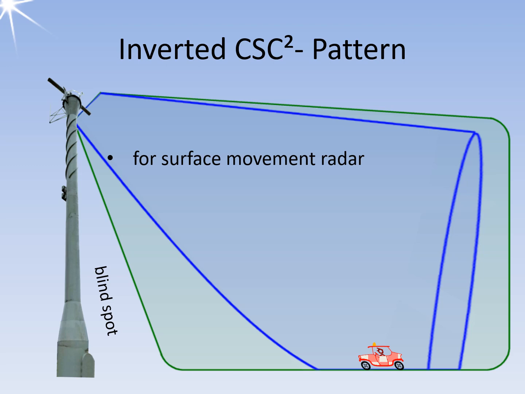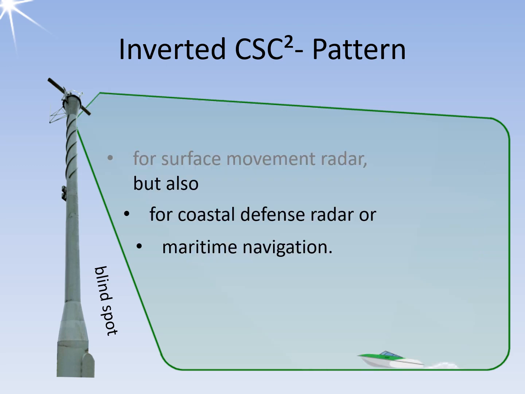The advantage of this is that now a vehicle moving towards or away from the antenna produces an echo of constant amplitude at the receiver input. An inverted cosecant squared characteristic is also useful for coastal defense radar and navigation radar on ships.